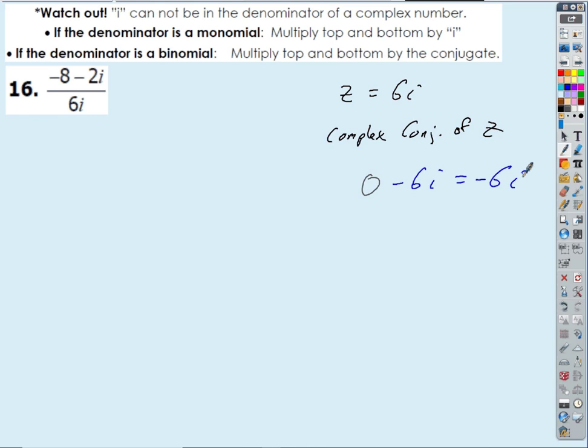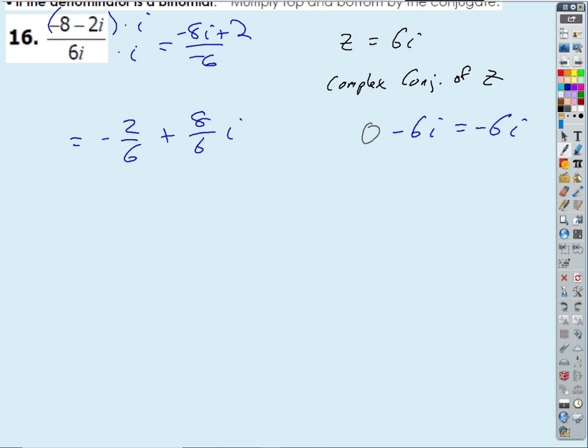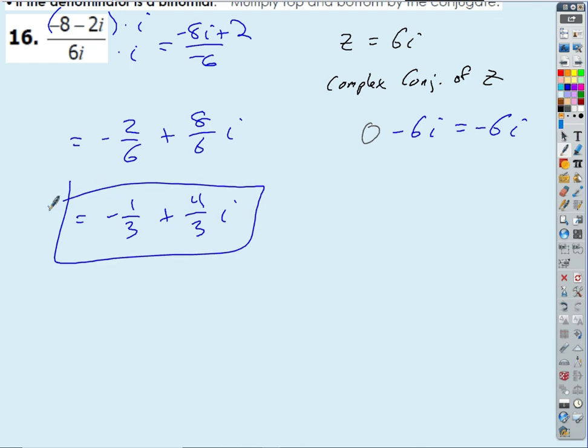Do I need to multiply top and bottom by negative 6i, though? That's what I'm supposed to do in the instructions. But if the denominator is a monomial, we don't have to be that fancy. All I've got to do is multiply the top and bottom by something that's going to make the bottom a real number. It would be easier, wouldn't it? I could just multiply the top and the bottom, in this case, by i. And then on the bottom, I'm getting 6i squared, which is negative 6, right? And on the top, I'm getting negative 8i plus 2. So if we flip that around, let's put the real part first. So I'm getting negative 2 sixths plus 8 sixths i, right? If I split the fractions up and put the real part first, which just gives me negative 1 third plus 4 thirds i. We good?